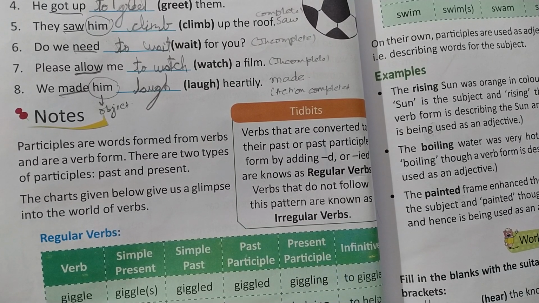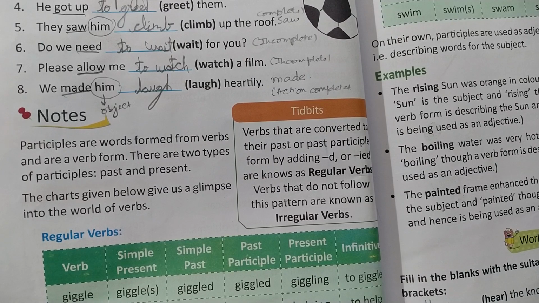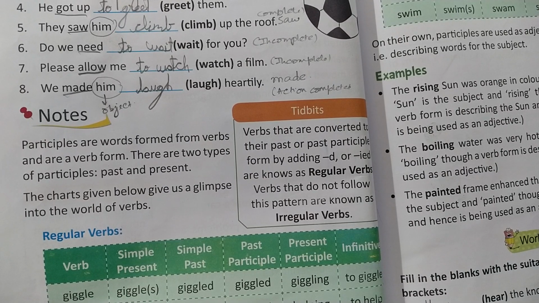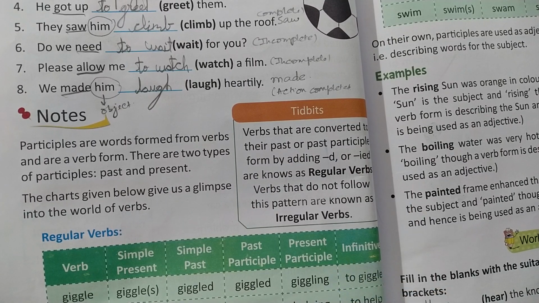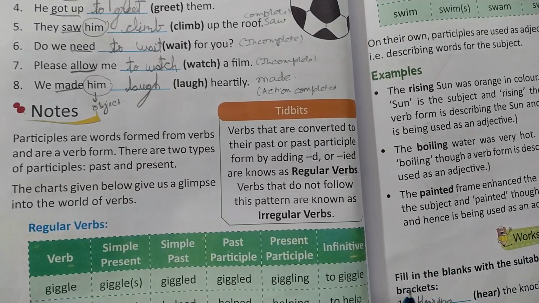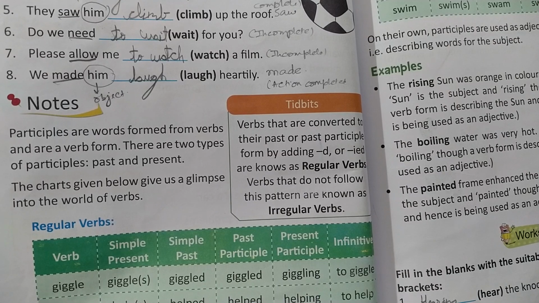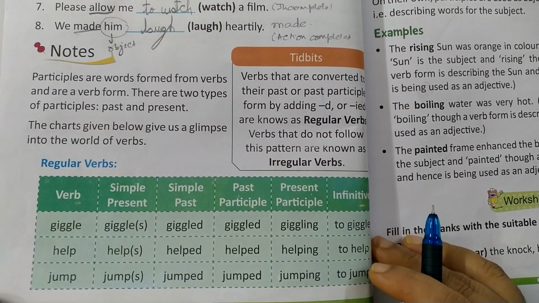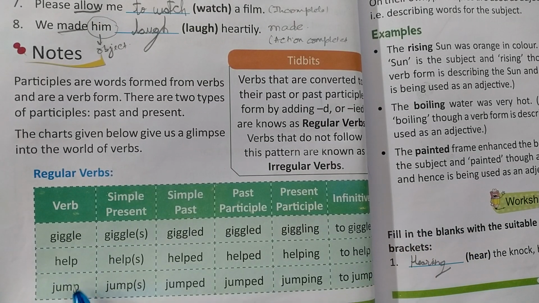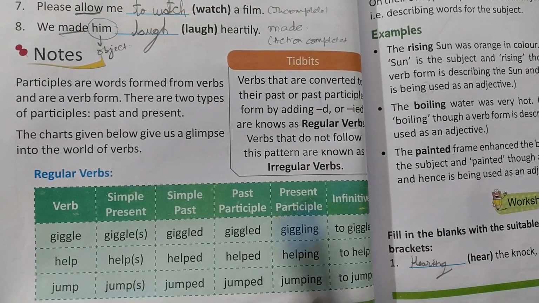Present participle, that means something which is being done in the present, that means it is in continuous form. Whenever anything is in continuous form, we add ing. So present participle, giggle becomes giggling. When we add to to the verb giggle, it becomes the infinitive, to giggle. Now similarly, you can go through help and jump.